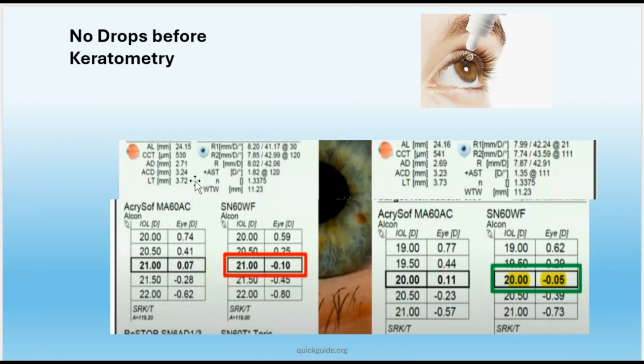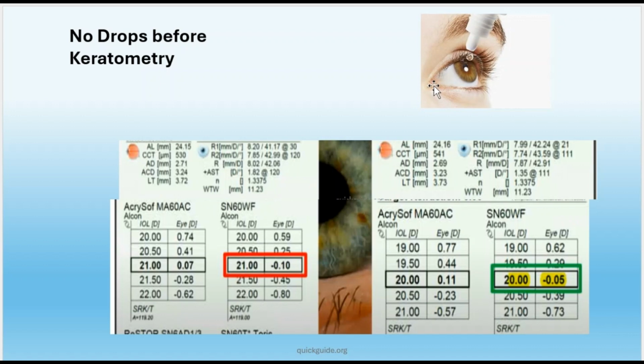The other challenging factor is that when you put a drop before the keratometry, whether you do an optical biometry, or you're doing an autokeratometry, or you're doing a manual keratometry, if you're putting a drop on the cornea, what it actually does is that it makes the cornea steeper.